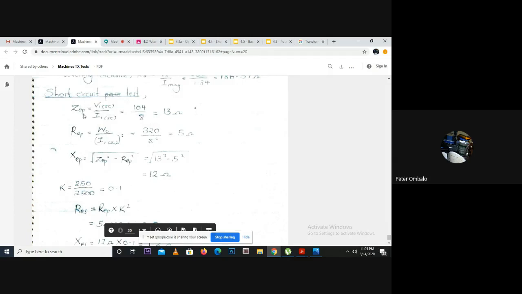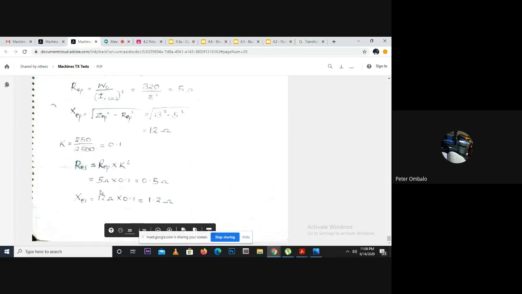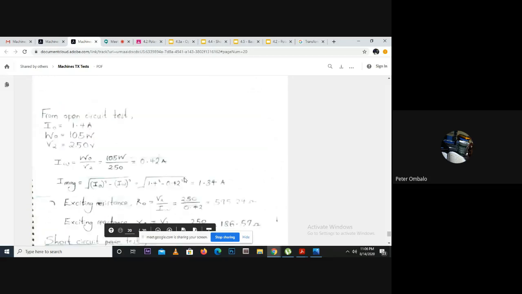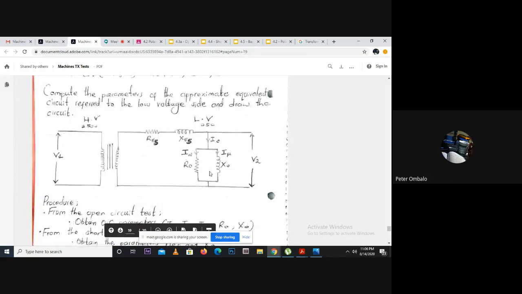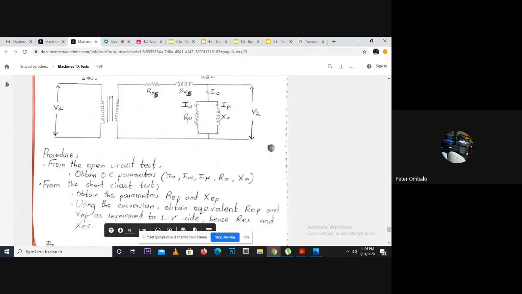Since we have the short circuit components in the primary, and we were supposed to obtain the equivalent circuit in the secondary, because the secondary was the low voltage side, we convert them using the formula. So now we find RES, the equivalent resistance in the secondary, and the equivalent reactance in the secondary. Once we have those, we can draw the circuit. It will just be plugging in the values that we have found here.